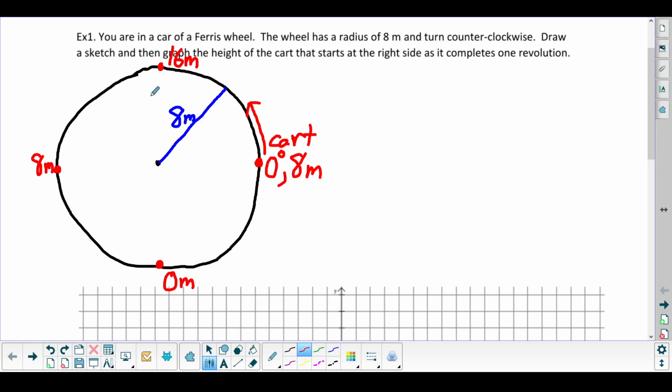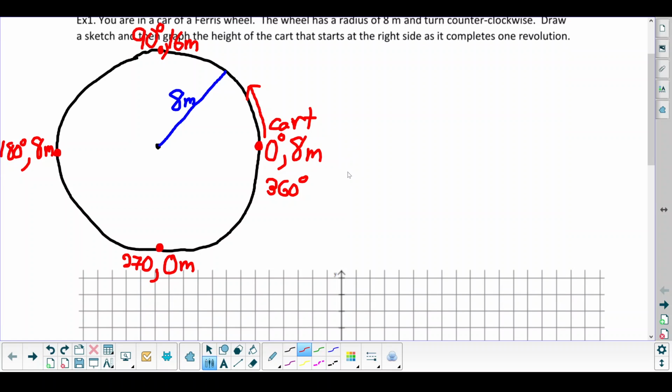Because we're going around a circle, we know we're going to get some sort of curve. And we can tell here, after we've gone 90 degrees, that's when we'll be at the top. If we continue going, we'll go 180 degrees. We'll be at 8 meters. And after another 90 degrees, when we're at 270, we'll be at 0 meters at the bottom, and then another 90 degrees, we'll be at 8. So this is 0 degrees, it's also 360 degrees. And then we would keep going around and around and around. It's generally how circles work.